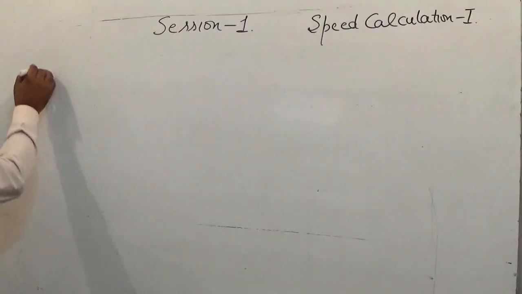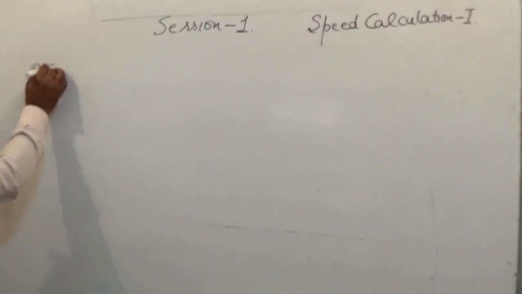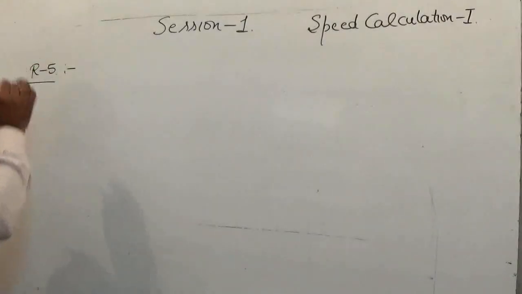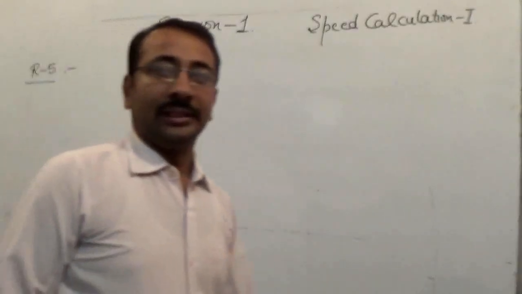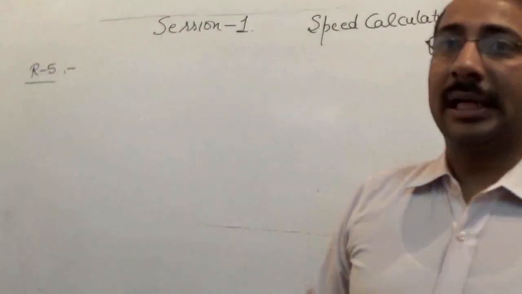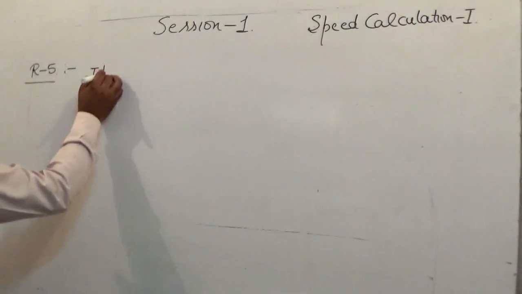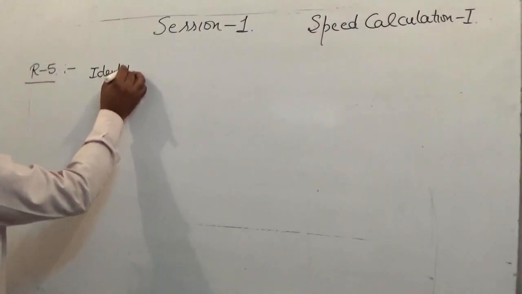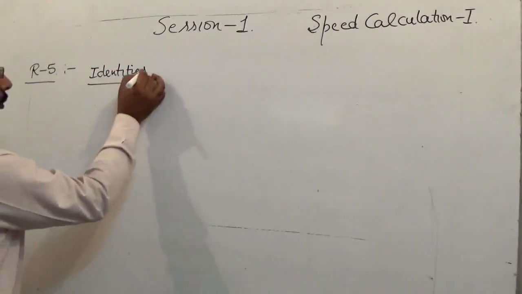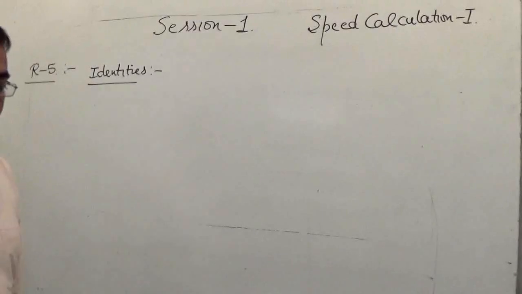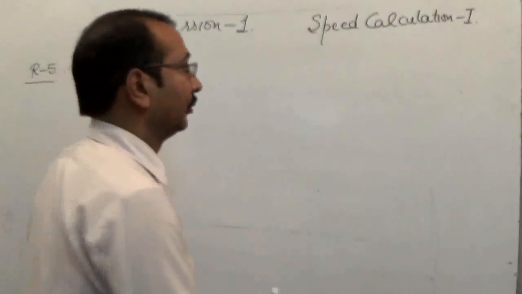The next is rule 5. This rule deals with 3 standard identities. Before going to this rule, I just want to ask you some questions.